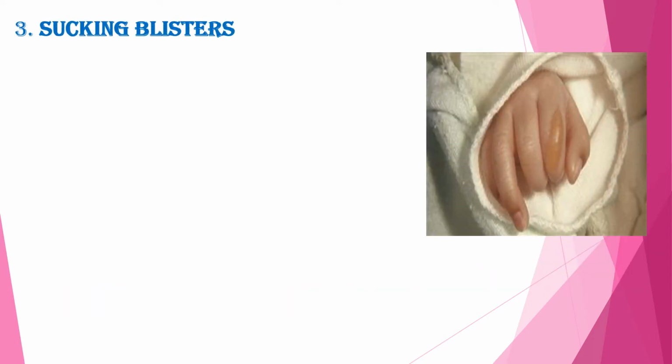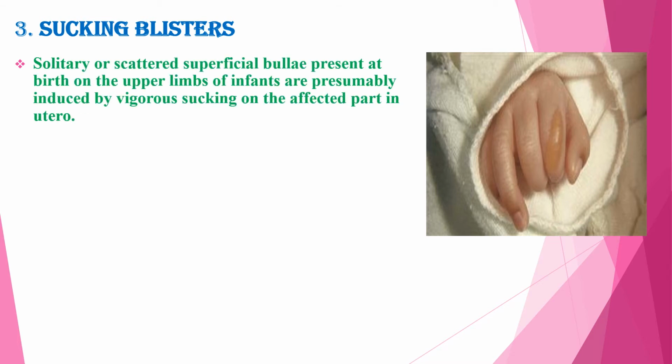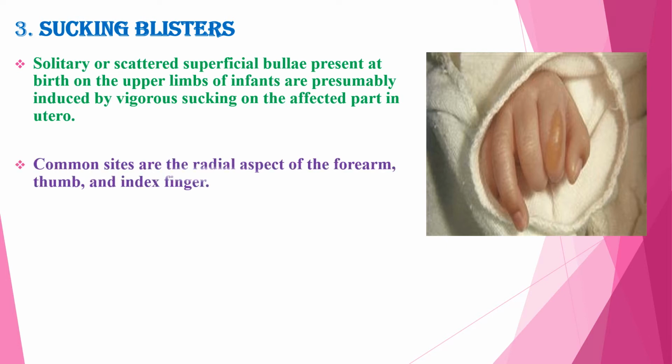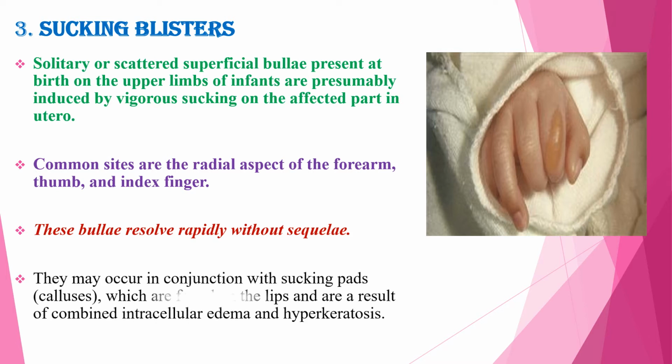The third one is sucking blister. As you see on the image, solitary or scattered superficial bullae present at birth on the upper lips of infants are presumably induced by vigorous sucking on the affected part in utero. Common sites are the radial aspect of the forearm, thumb, and index finger. These bullae resolve rapidly without sequelae, and they may occur in conjunction with sucking pads or calluses, which are found on the lips and are a result of combined intracellular edema and hyperkeratosis.